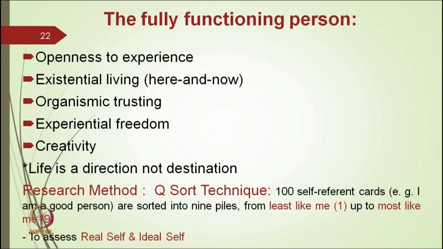In some cases, we may assess discrepancy between real self and ideal self by manipulating instructions. For example, I say respond to these 10 cards in 9 piles when you consider yourself as your real self. On the other hand, in another setting, when you consider yourself as your ideal self, then you respond to all these questions again. If there is a difference between the two, when you are instructed to take the real self and when you are instructed to take the ideal self, then that discrepancy is between your real self and ideal self. So that is the way to understand human behavior as per this perspective.